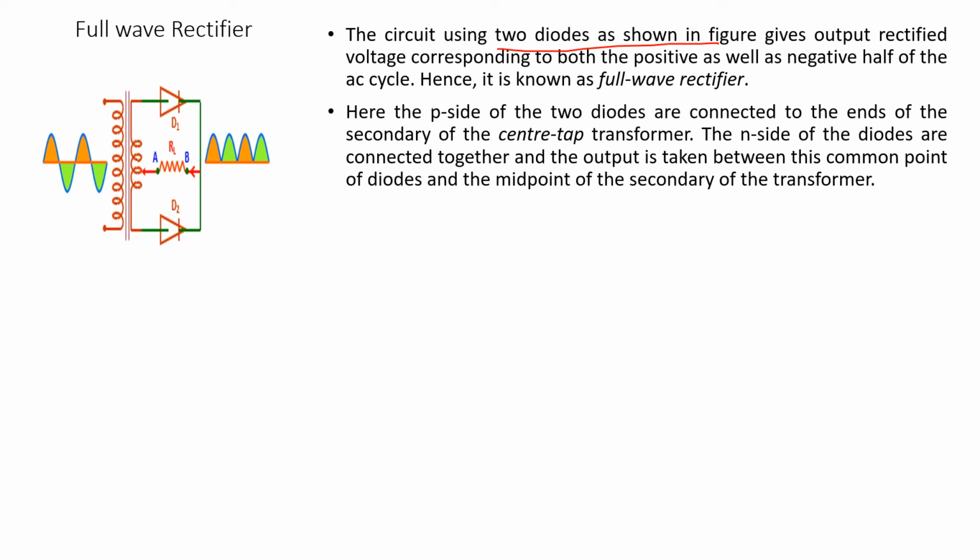The N sides of the diodes are connected. This is the N side of diode D1, and this is the N side of the other diode. Both N sides are connected together, and one end is connected to the load. AB is the load, and the other end of the load is connected to the center point. This is the center point.